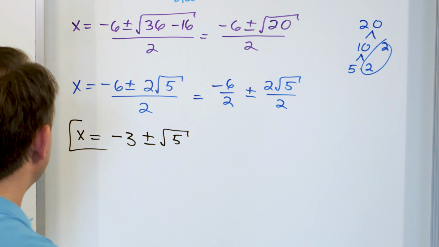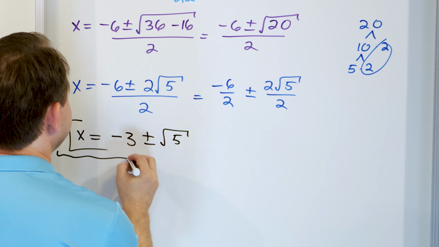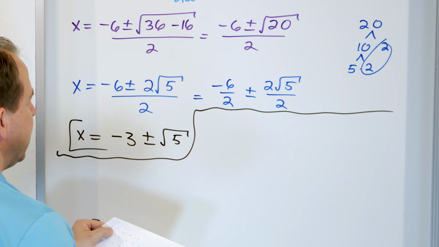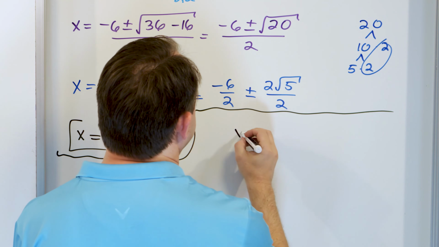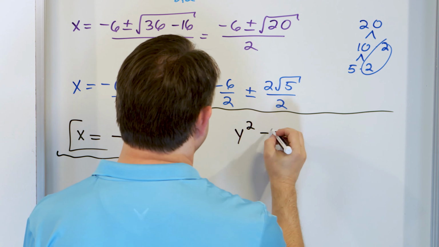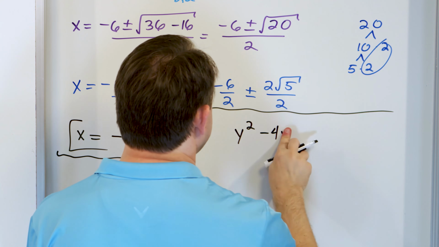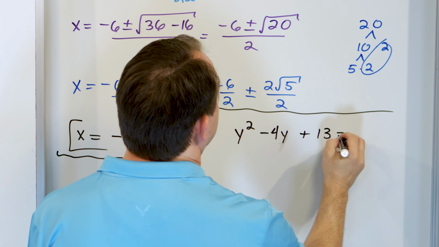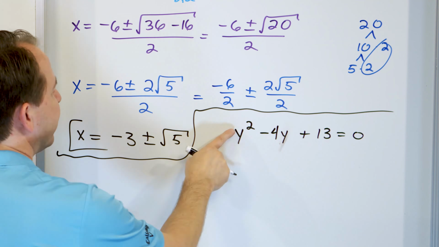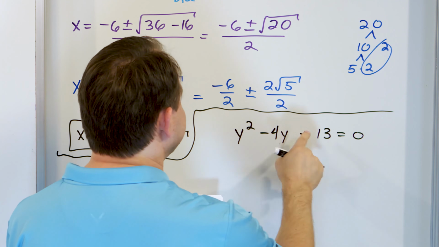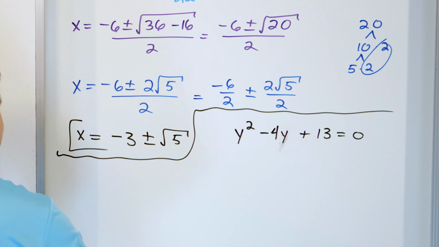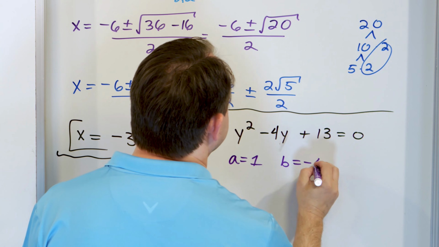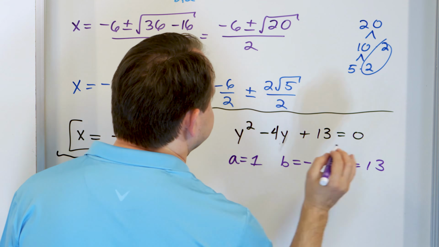All right, now for our last one, since we've done a little bit of this stuff, we'll crank through it just a touch faster. What if we have the quadratic y squared minus 4 times y, whoops, not x, y, plus 13 is equal to 0. So a is 1, b is -4, and c is 13. It's always a good idea in the beginning here to write that down. So a is 1, b is -4, c is 13, like this.